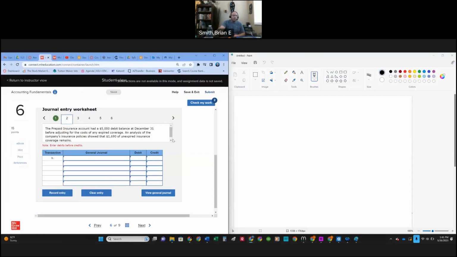Okay. So, prepaid insurance account had a $5,000 debit balance at December 31st before adjusting for the cost of any expired coverage. An analysis of the company's insurance policy shows that we have $1,690 left of unexpired insurance coverage at the end of the accounting period.